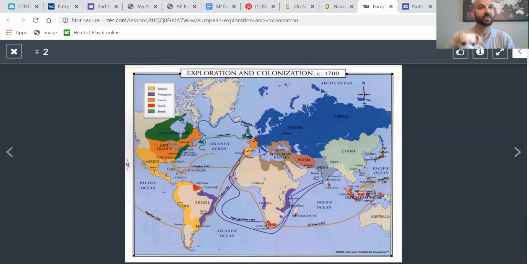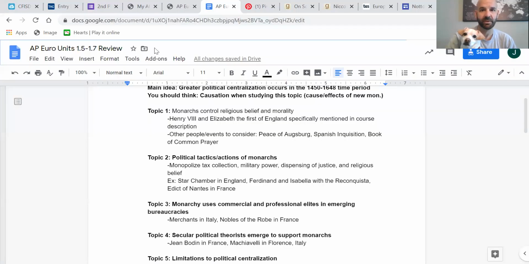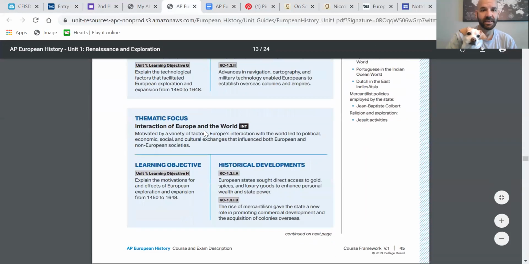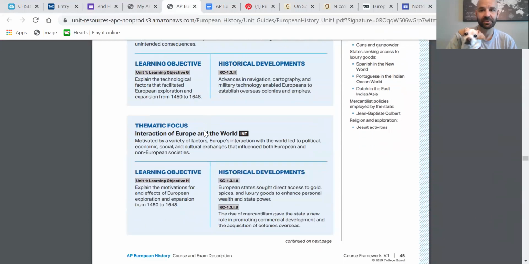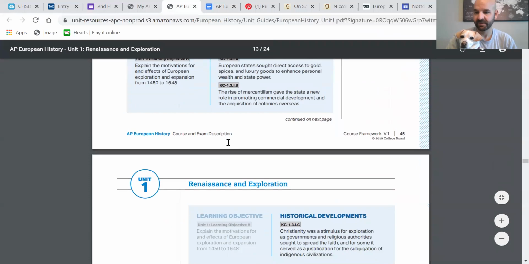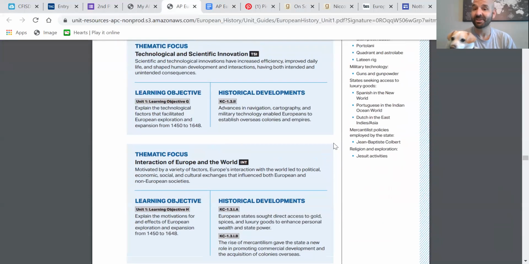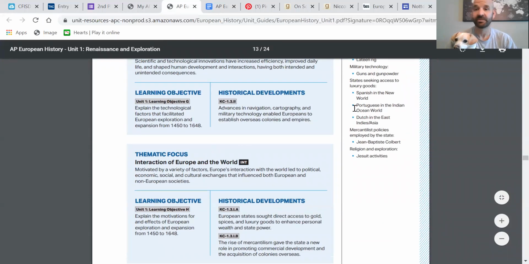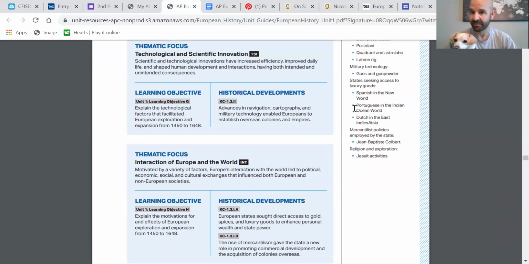All right, so that's it for 1.6. Just to go back and look at the course description, 1.6, right here, Age of Exploration. You can see the illustrative examples. I've covered many of those things. The one person I didn't mention here, Jean-Baptiste Colbert, he is sort of seen as the chief architect of the mercantilistic economic policies. He was the economic advisor to Louis XIV.